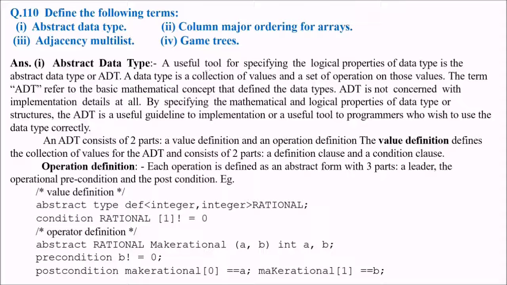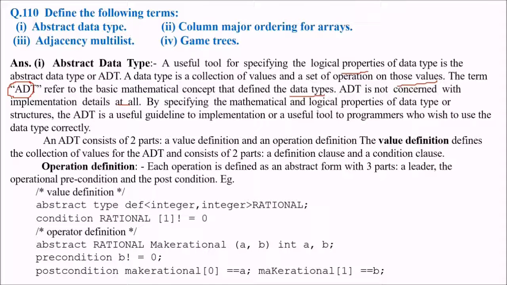Abstract data type: a useful tool for specifying the logical properties of a data type is the abstract data type, or ADT. The data type is a collection of values and a set of operations on those values. The ADT refers to the basic mathematical concept that defines this data type. So ADT is not concerned with the implementation details at all. This is at the discretion of the implementer.